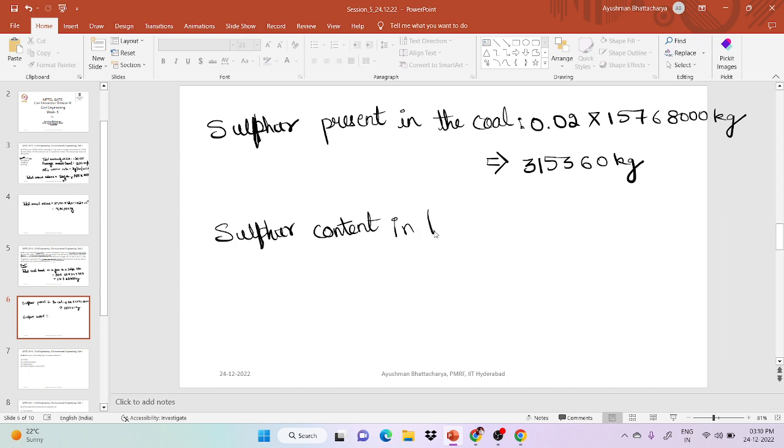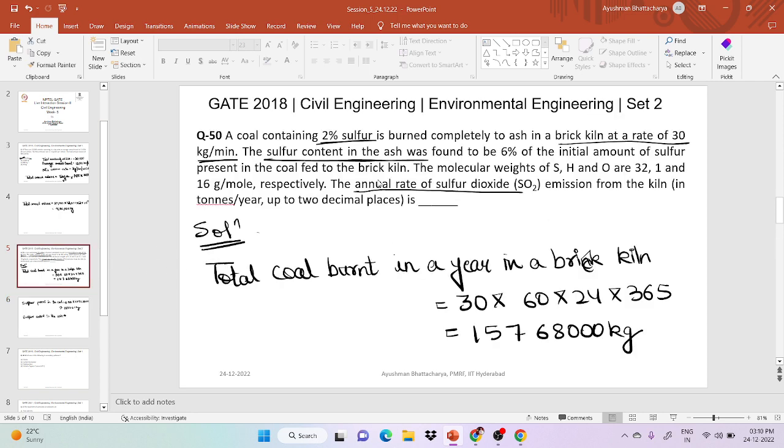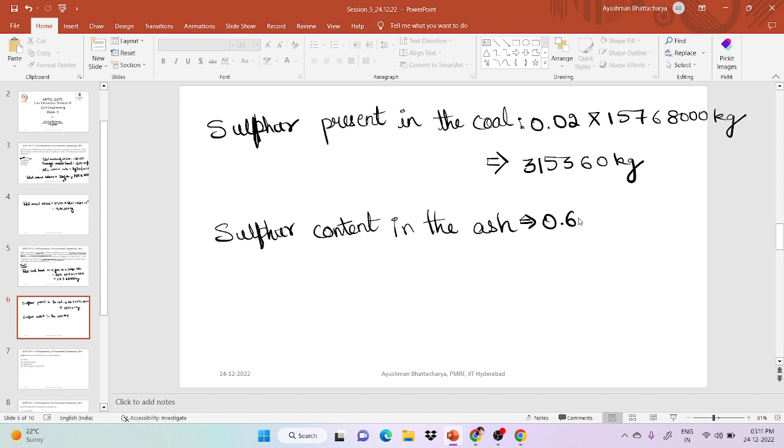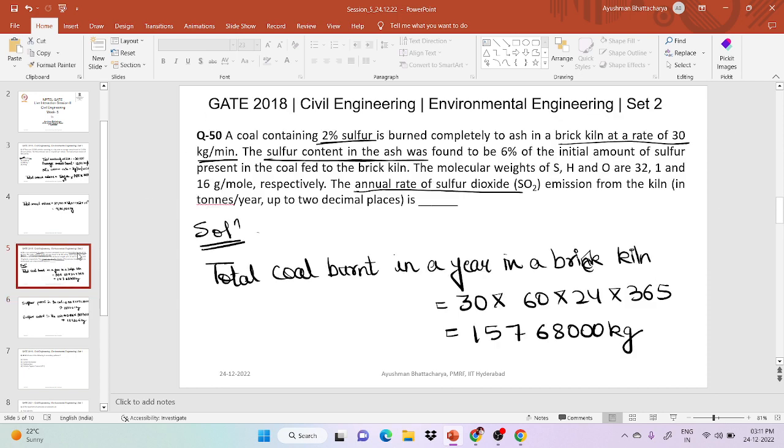Sulfur content in the ash is basically, in the question, 6% of the initial amount of sulfur present in the coal. So therefore 0.06 into 315360 kg. Okay, so we will get this as 18921.6 kg. So first we calculated, basically in this question, the total coal burnt in a year.